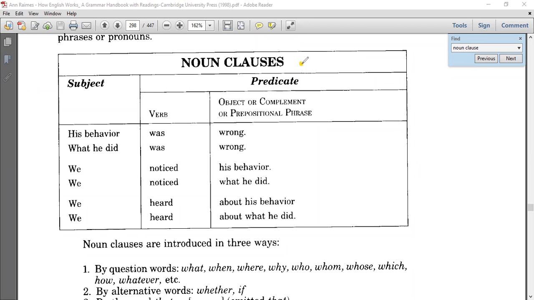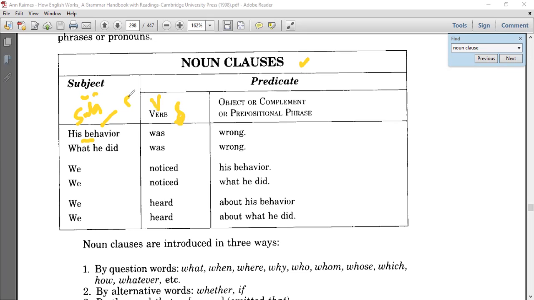Noun clauses. Now just pay attention to subject and predicate. You already know what is predicate. Predicate is the rest of the sentence, right? Whatever is apart from the subject is predicate. His behavior was wrong. Now, here, his behavior is the subject. That's what the sentence is talking about. Okay, fine. And we have a verb over here, right?